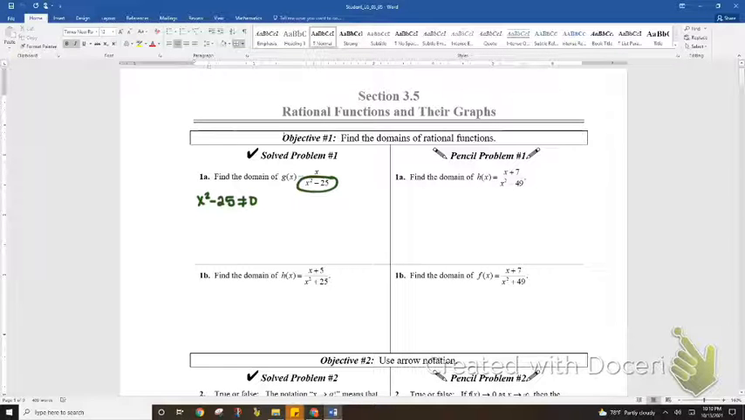There's a couple ways to work this, and I'm going to work it one way on solved problem 1a, and a different way on pencil problem 1a. One way to do this is we can factor this. X squared minus 25 is the difference of squares. So remember, you take the square root of them both, x and 5, you add in one parenthesis and subtract in the other parenthesis, not equal to 0. And just like before when we had multiple factors set equal to 0, we set them each equal to 0, we're going to set these each not equal to 0.